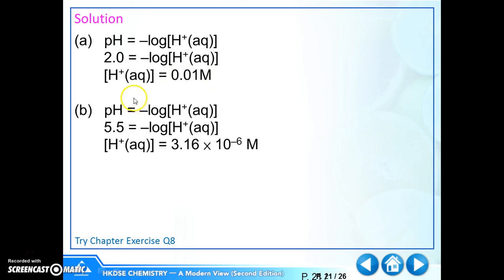M. So for pH equals 5.5, again you substitute 5.5 into the pH formula, then you can find out the concentration of H+ equals 3.16 × 10 to the power negative 6 M, correct to 3 significant figures.